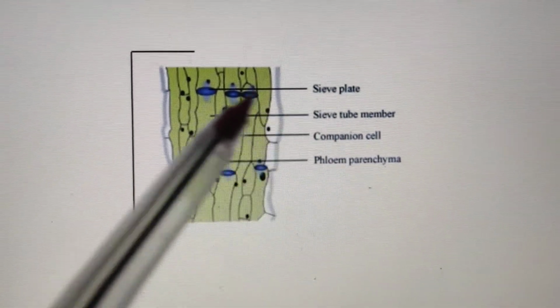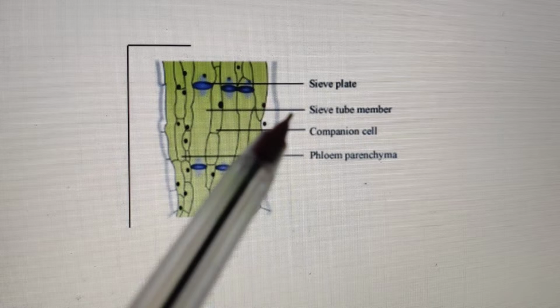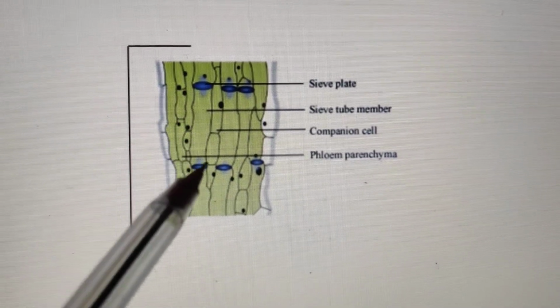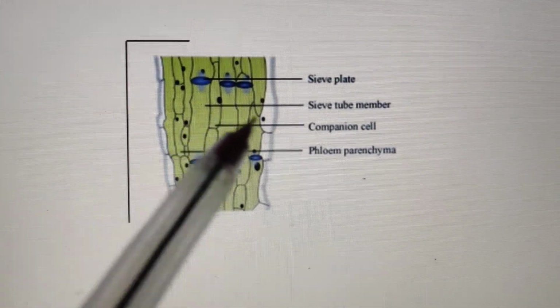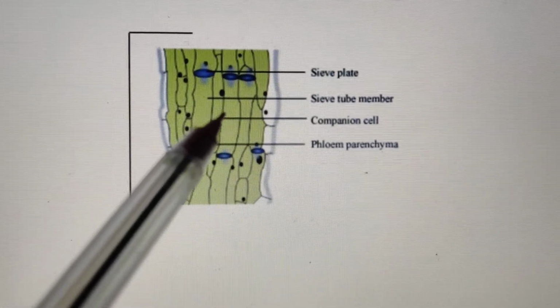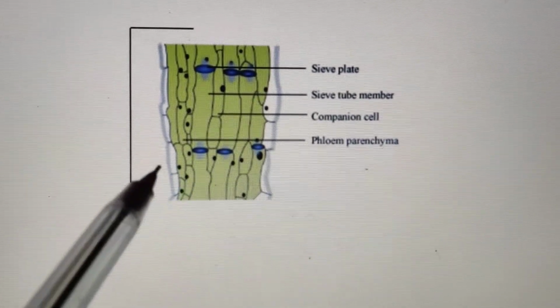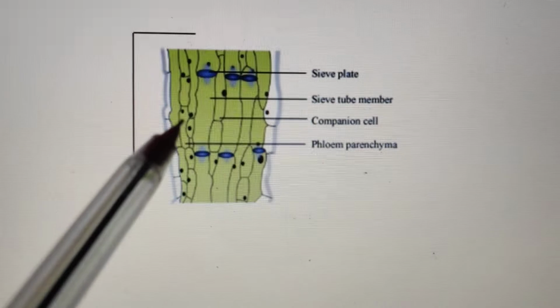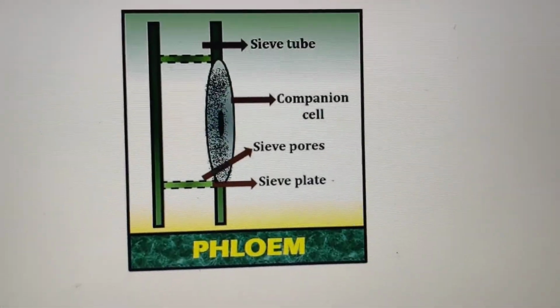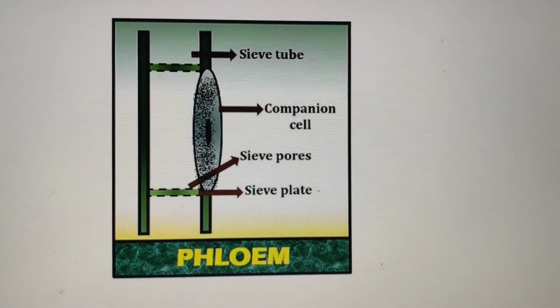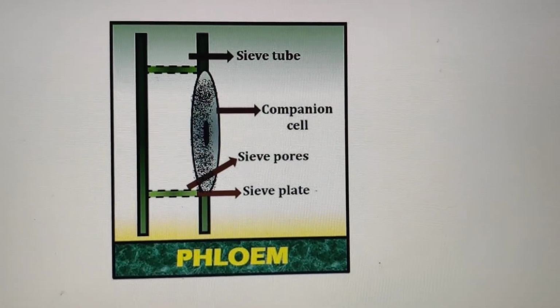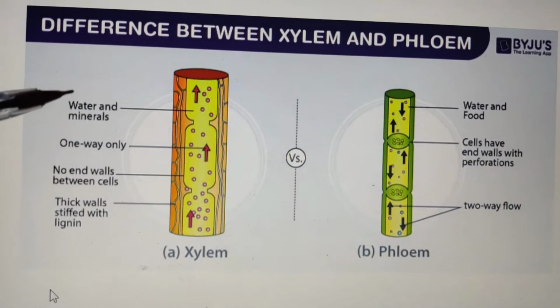These are the sieve plate, sieve tube, companion cells which have a nucleus, and the phloem parenchyma. All these join together to form the phloem component. See all these components in another diagram.